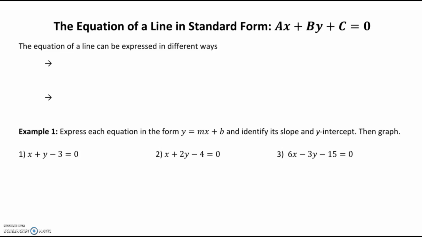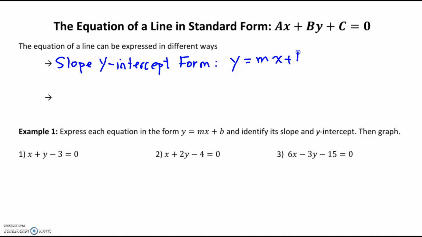This lesson is on equation of a line in standard form. So there's two ways that you can write an equation of a line, and the first way is what we saw in our last lesson, and it's called slope-intercept form. And the equation is the one that we have been using for a while now, y equals mx plus b.